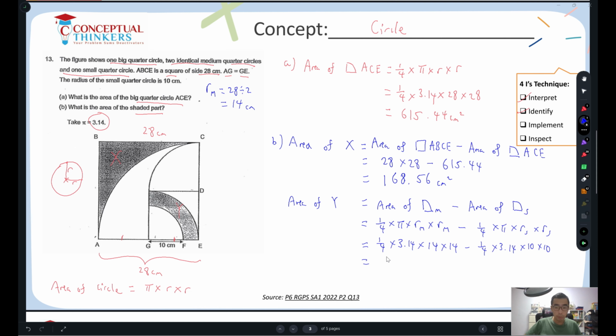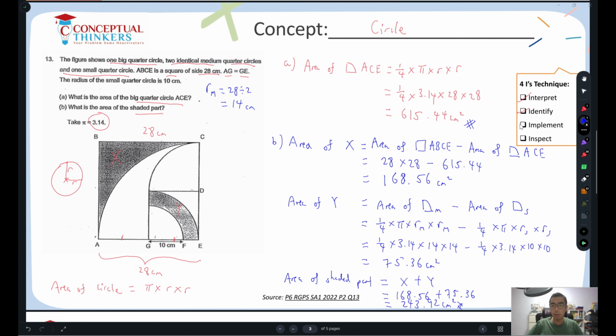Okay, so this will give me 75.36 cm square. You can press in your calculator exactly this value, and you press equal, you'll get this. Now to get the area of the shaded part, it will be taking the area of x plus the area of y, right? So it will be 168.56, then we add 75.36. So the answer for this will be 243.92 cm square. So this will be the answer.